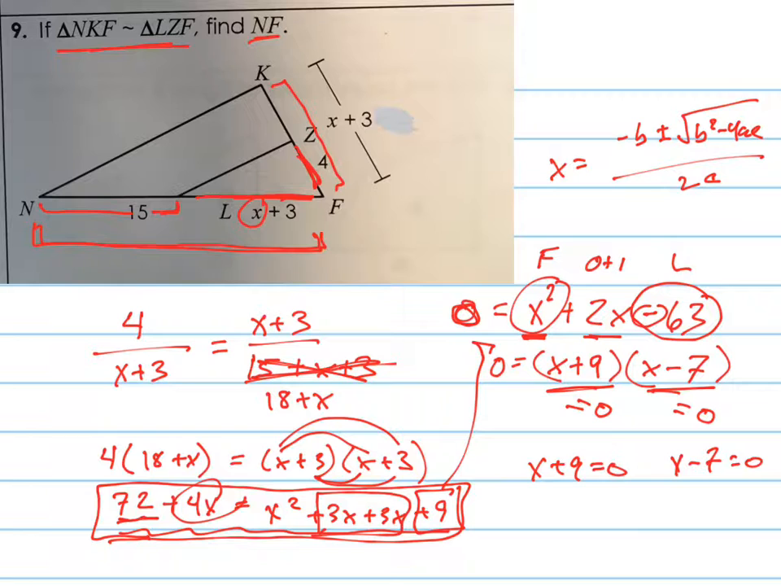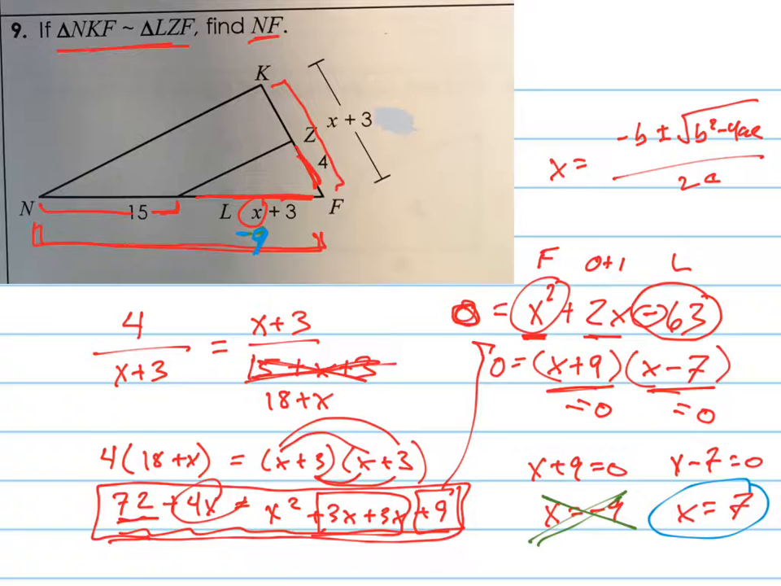So what does x equal? Let's solve these. X equals negative 9 or x equals positive 7. And which one is the correct answer? 7. That's right. The correct answer is not negative 9, because if you plug that back in up here, you'd have a negative side length, and that can't happen. So x has to equal 7.